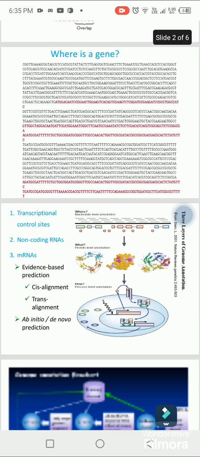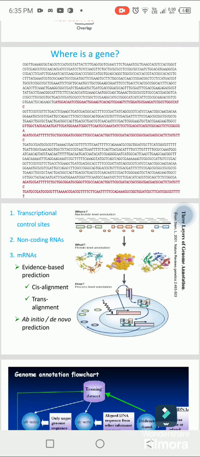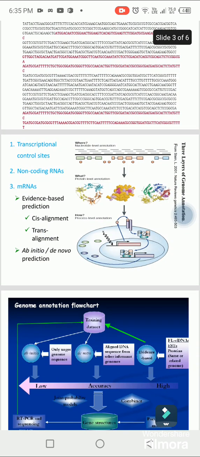What is a gene? Where is a gene? The highlighted area is a part of a gene. And the next is transcriptional control sites, non-coding RNAs, mRNAs, where nucleotide level annotation.